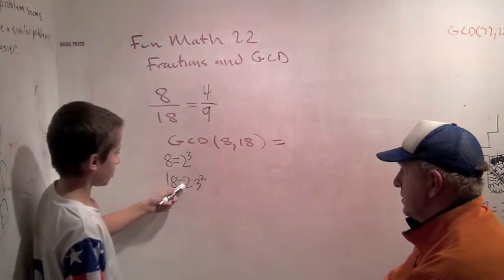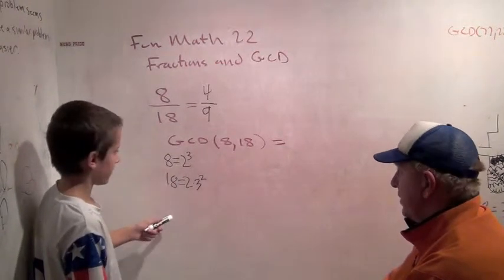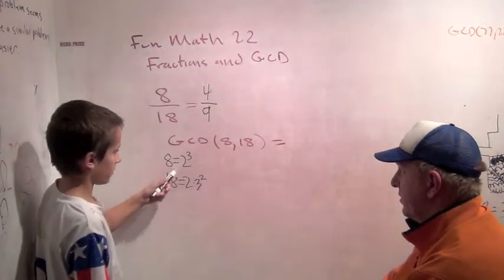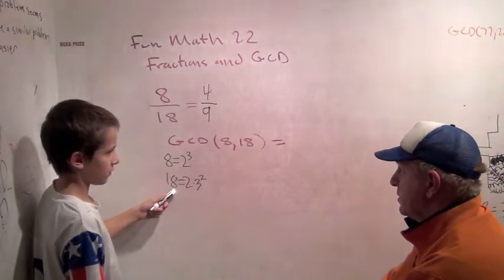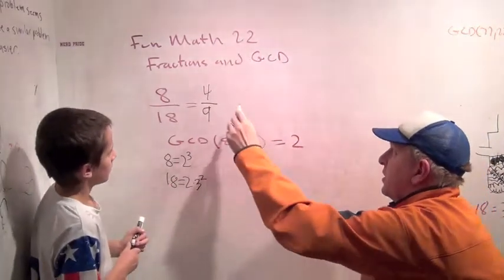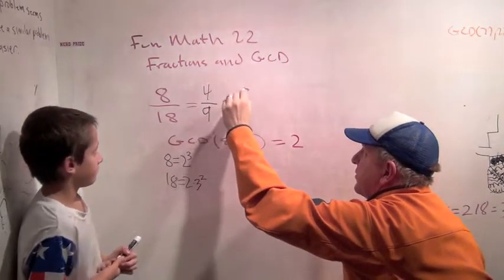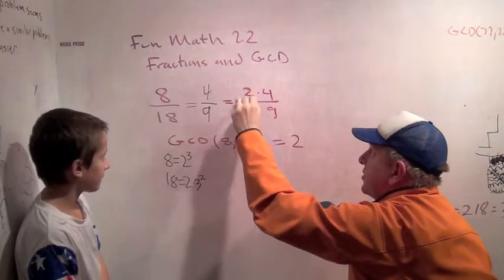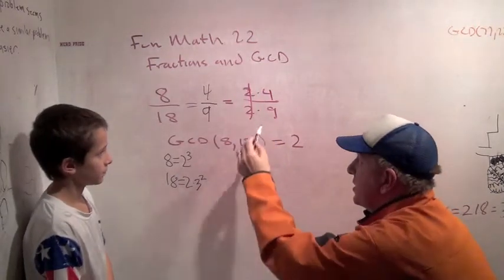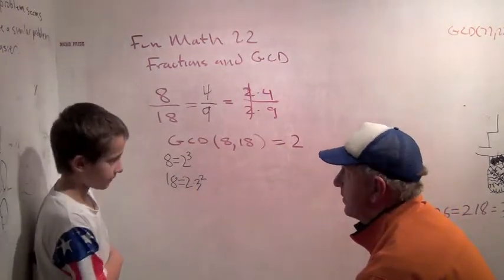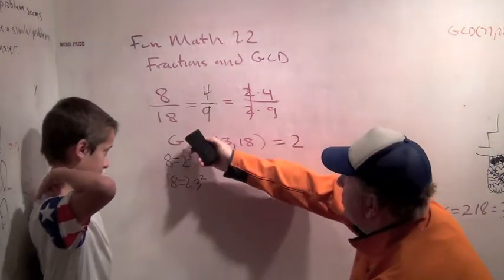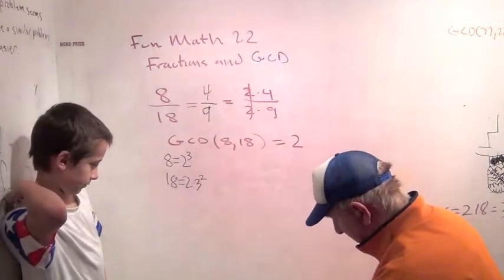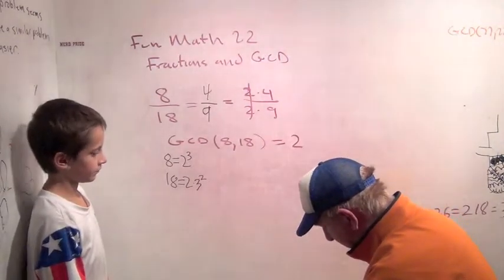Well, only a 2 is the same in both. So what the greatest common divisor is? 2. Okay, and note, what you canceled up here, you said 8 was 2 times 4, and 18 was 2 times 9, so you canceled a 2 to get it reduced. So what you do to reduce a fraction is you actually cancel out the greatest common divisor.